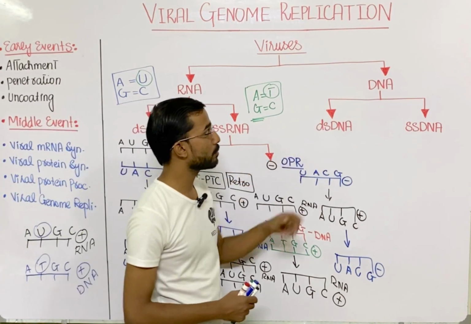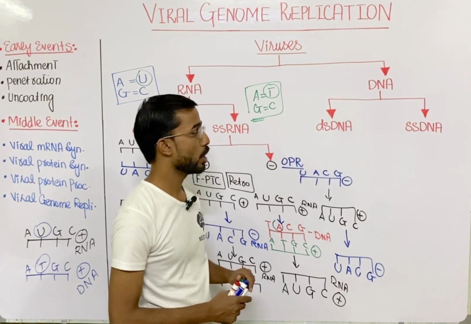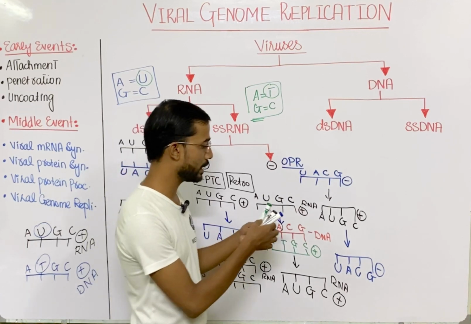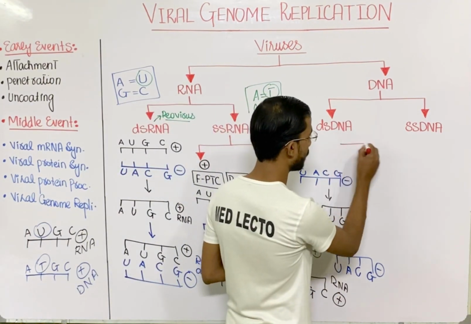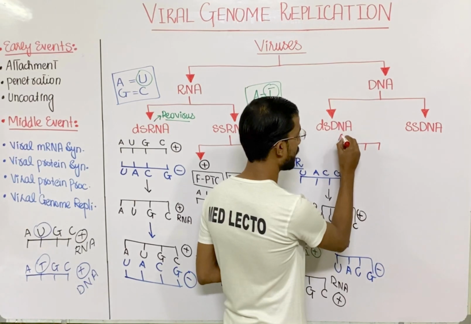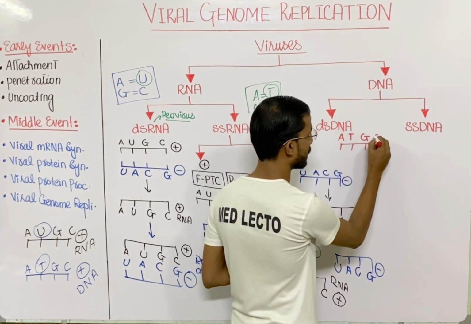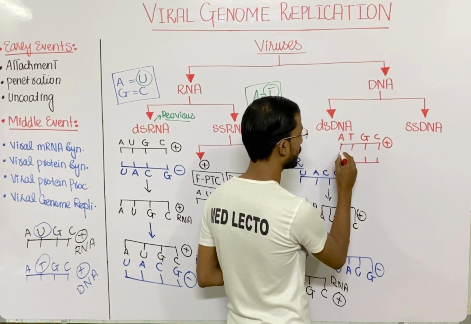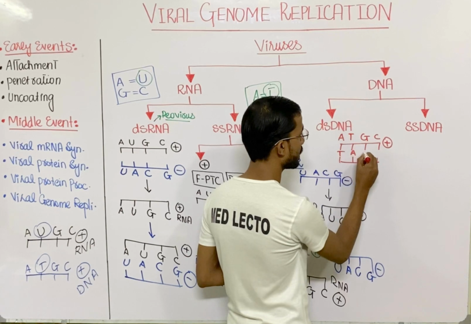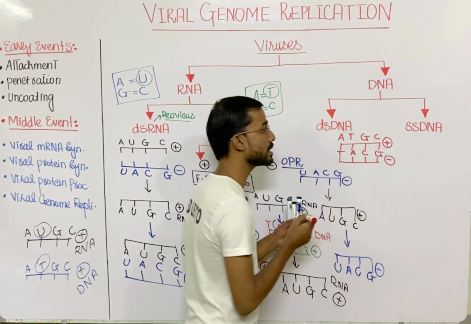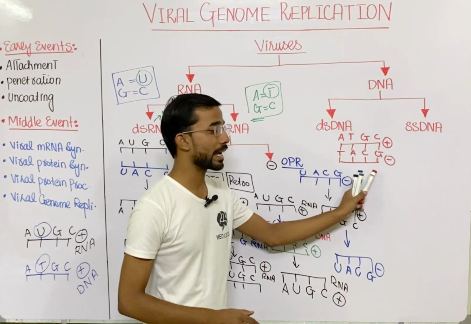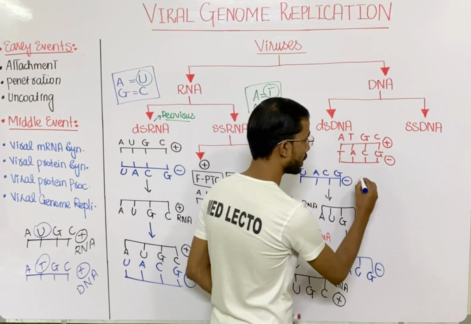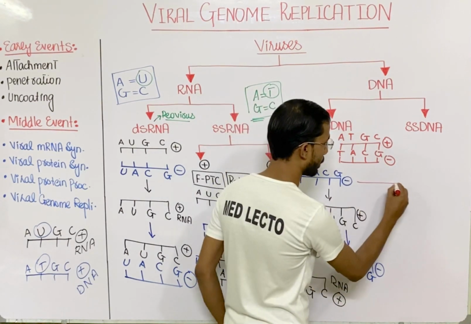So if we move forward, that is the DNA virus. DNA viruses again are double stranded DNA and single stranded DNA. In the double stranded DNA, here is the double stranded ATGC. Now this is the positive polarity, and here is the negative, that is the TACG. Now this is the double stranded DNA. Positive and negative both will be present. After that, both strands separate.